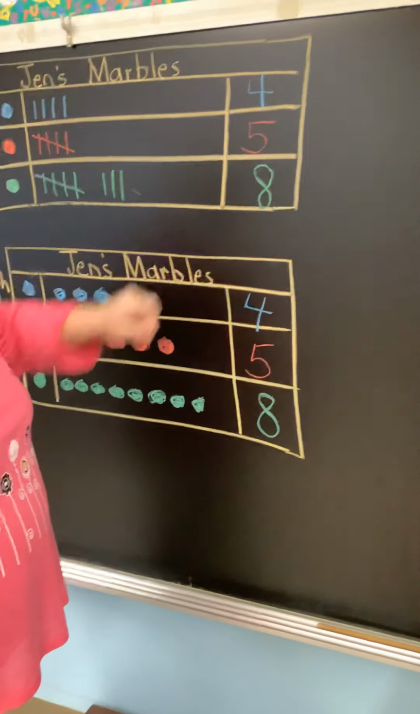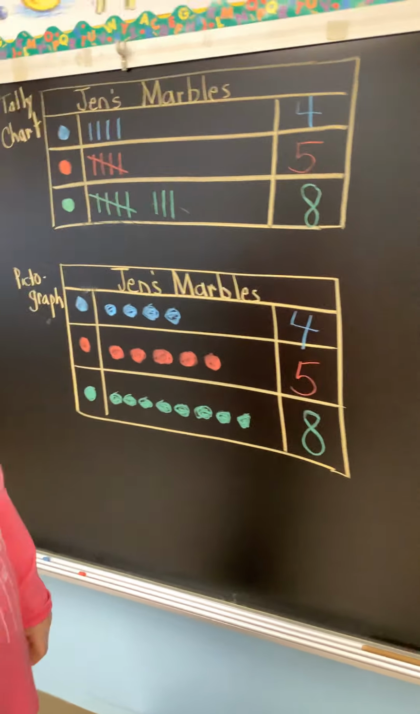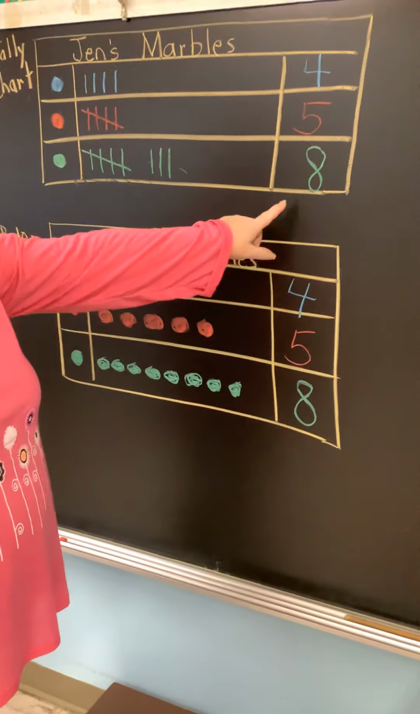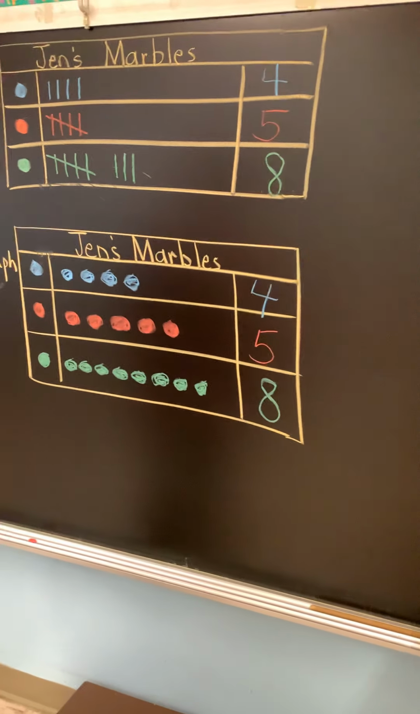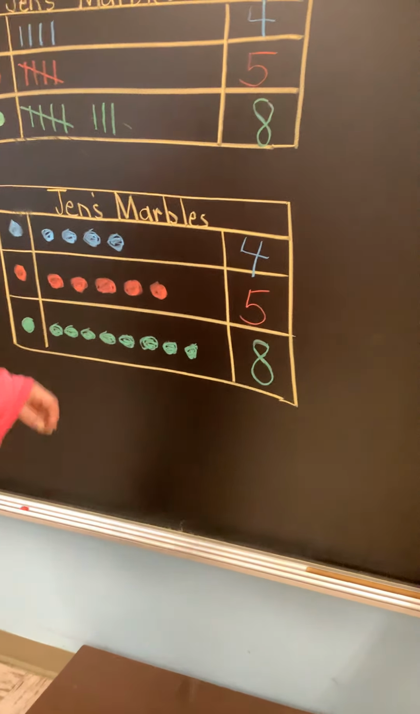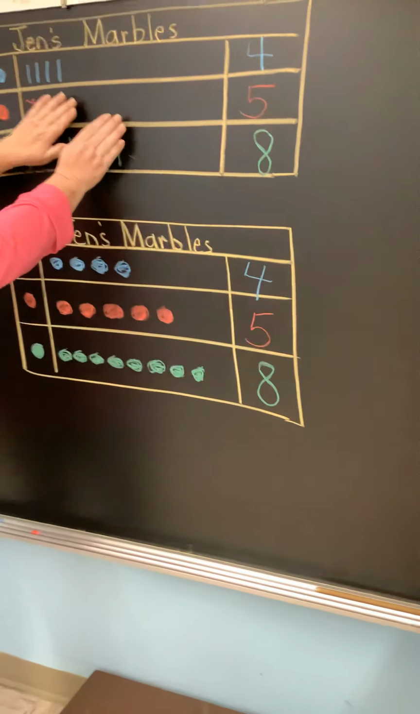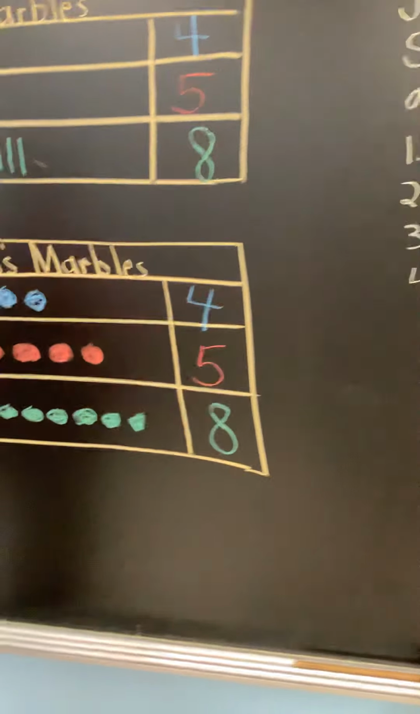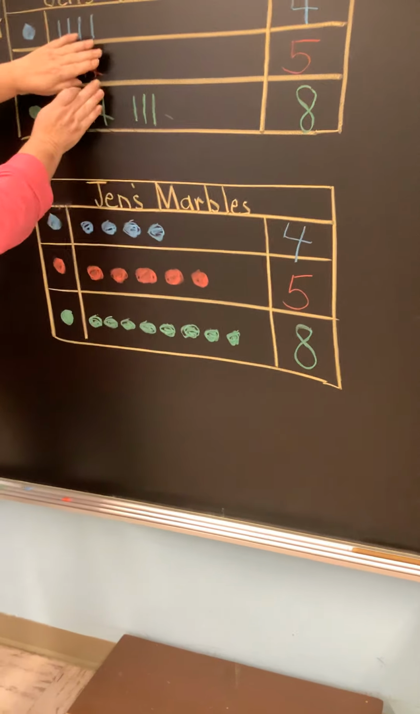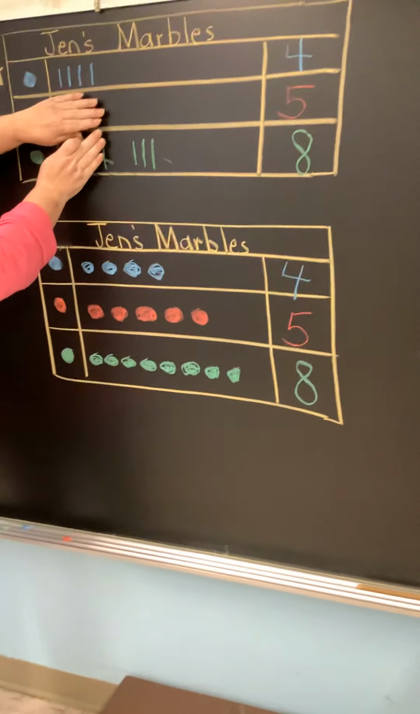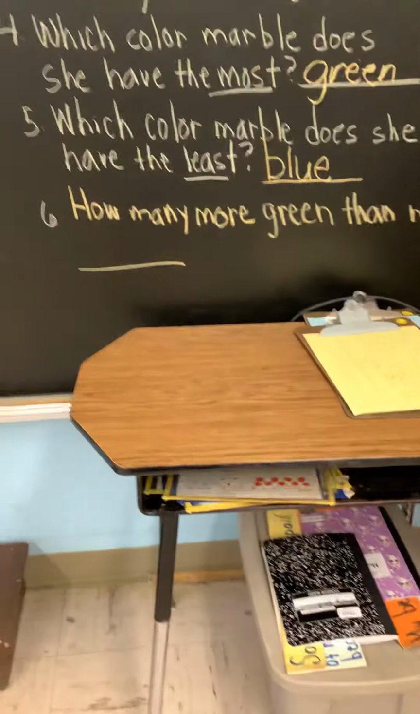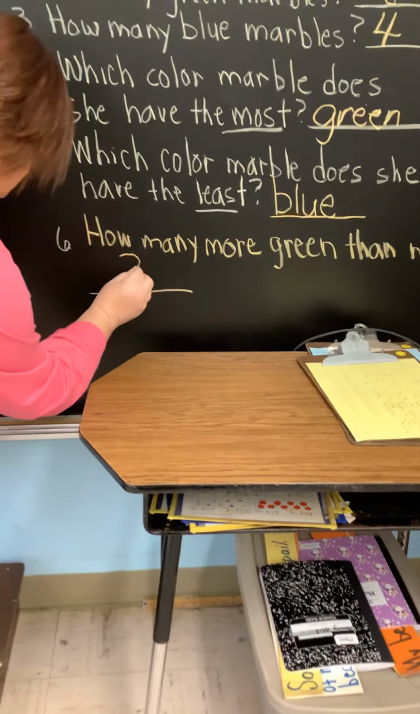So I want you to look over here at green and red. One easy way to do it would be, I noticed that there's 5 red and there's 5 green, but there's even more green. So if we cover the 5 red and 5 green, do you see that there are 3 more green than red? So the answer is there's 3 more green.